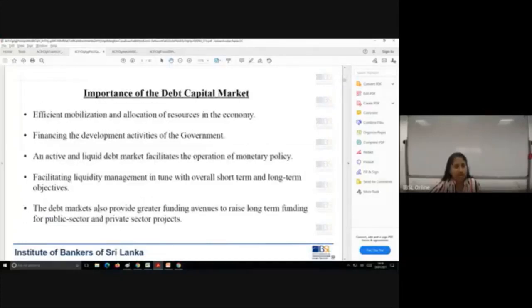Why do we need to have a debt capital market? Can't we only have equity market?